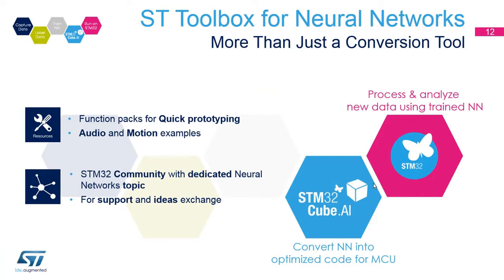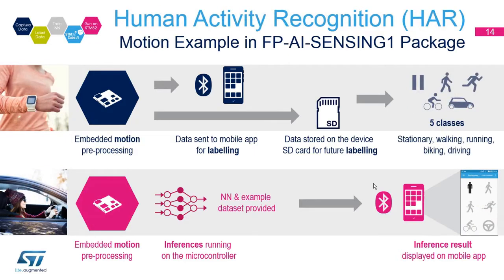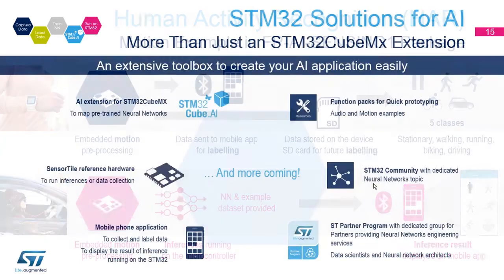So today we will demonstrate what we have on top of the hardware plus the Cube.AI converter. We also have what we call function packs. A function pack is a complete solution to make demonstrations. We have one ready for audio classification. We will demonstrate this, and in one click you will be able to demonstrate different environments you are in with the STM32. So this is one function pack. The second one is human activity recognition. These are complete solutions that we have available today. So we'll make some demos.